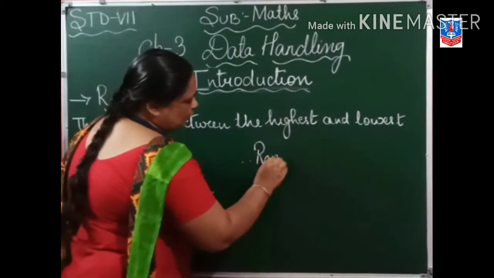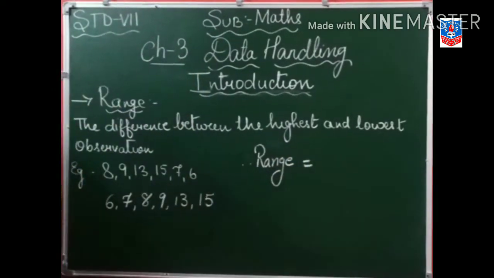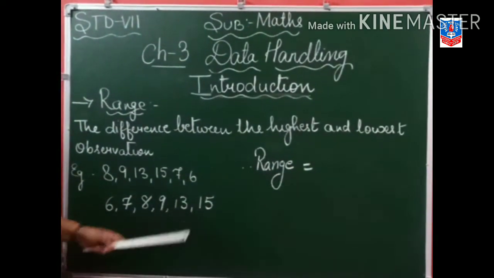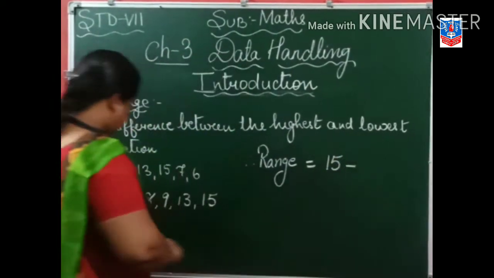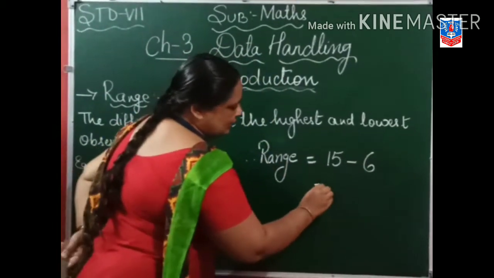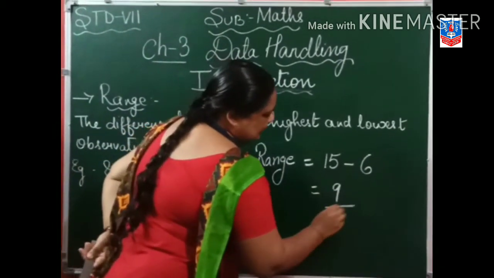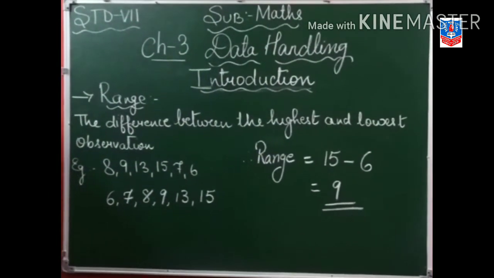Therefore, range is equal to highest observation minus lowest observation. Now which is the highest observation? 15 and the lowest is 6. So 15 minus 6 is equal to 9. This is the range of these observations. Is it clear?